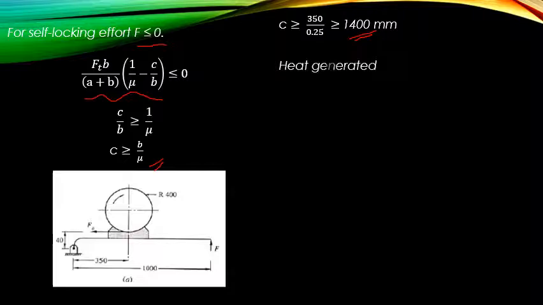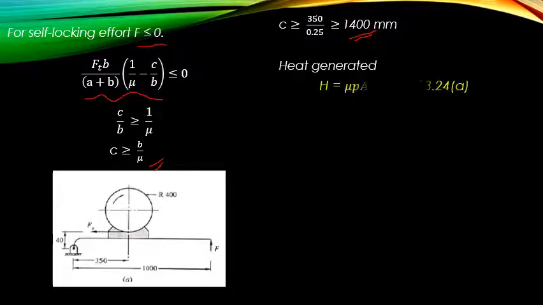Therefore, we can write from this that c/b becomes greater than or equal to 1/μ for this condition. Or we can say that the dimension c should be greater than or equal to b/μ. So this is the condition. Substituting the values of b and μ, we find that the value of c should be greater than or equal to 1400 millimeters to make the brake self-locking.